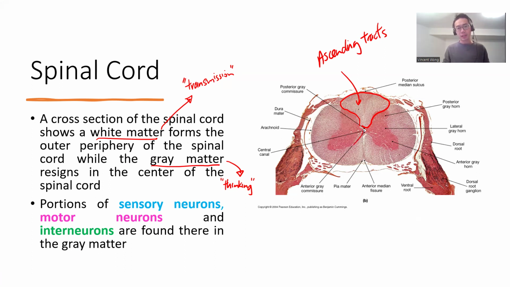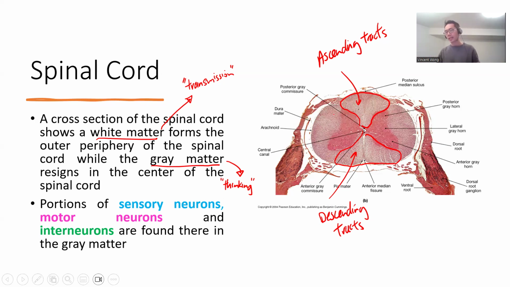And over here, this is where you will have the anterior portion, and that's where you will have the descending tract, carrying motor information. And I told you the side here is a bit of a mixed bag, okay? There's some going up, some going down. It really depends on which section of the spinal cord you're looking at.